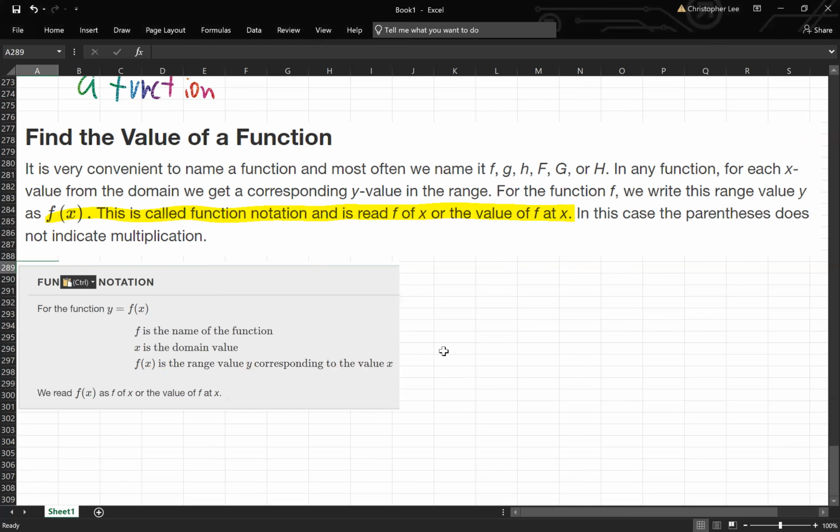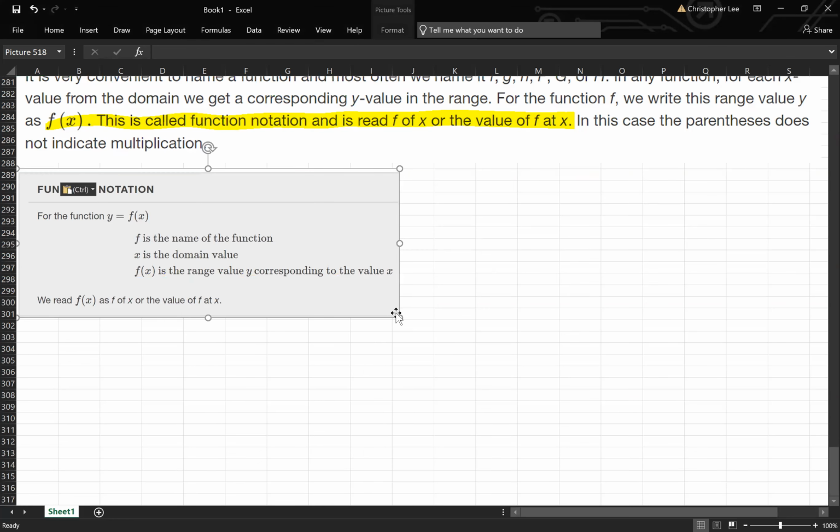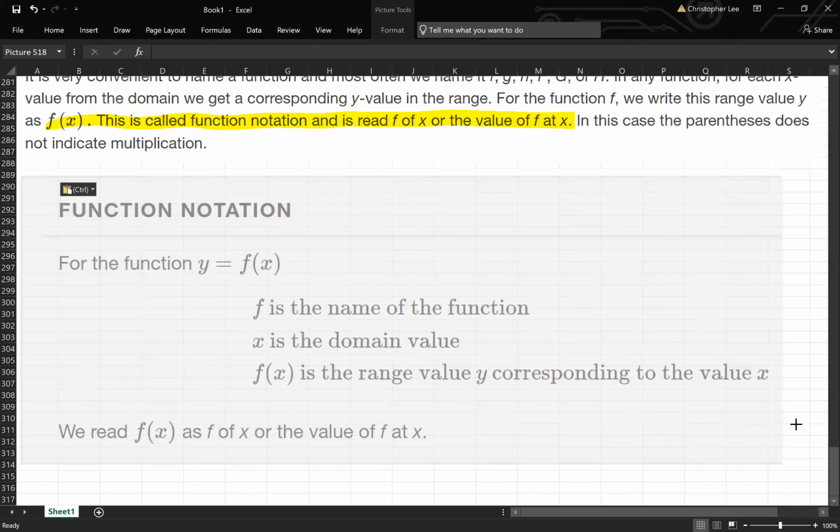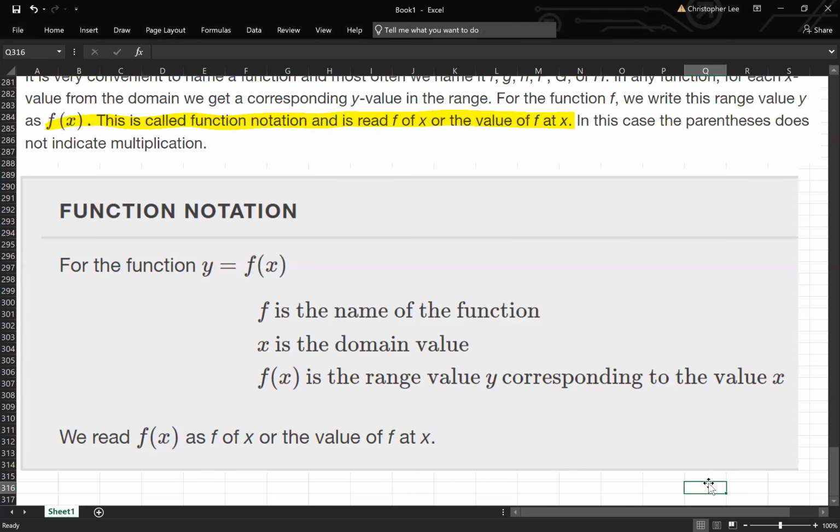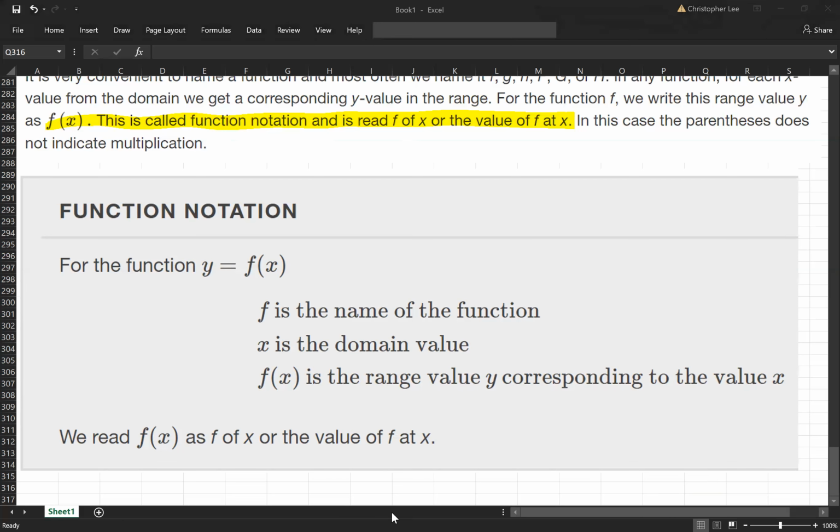But y'all know I like to repeat myself, right? So function notation, just want to make sure y'all get it. For the function y equals f of x, f is the name of the function. x is the domain value. f of x is the range value, or y, corresponding to the value of x. So we read f of x as f of x, or the value of f at x, right? Just want y'all to understand it.